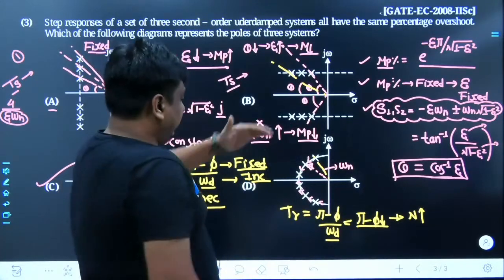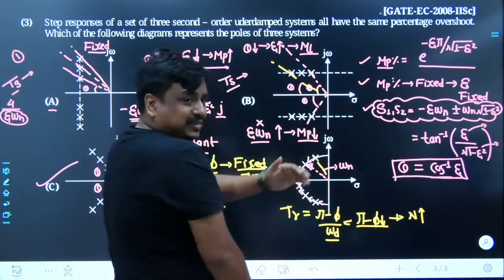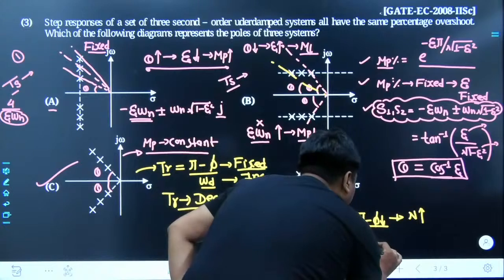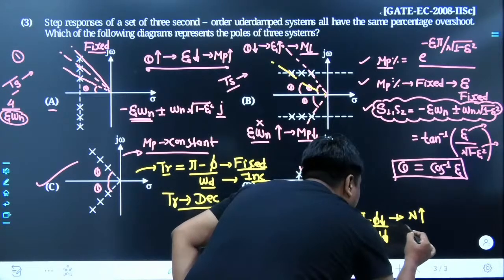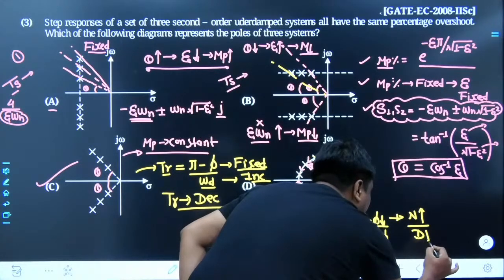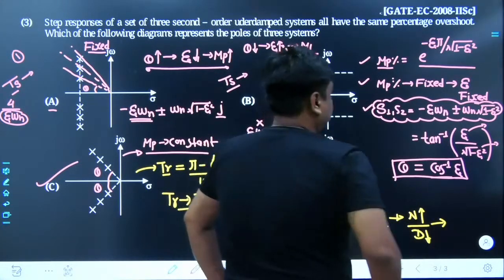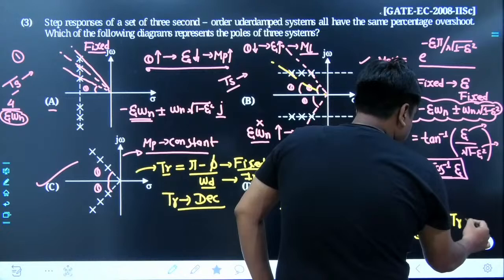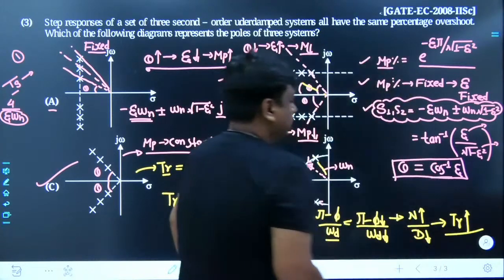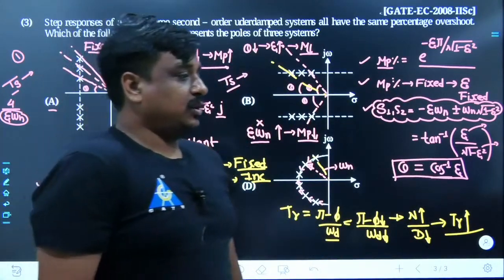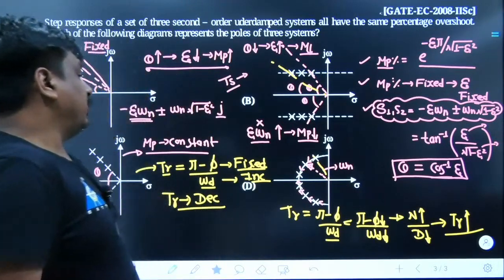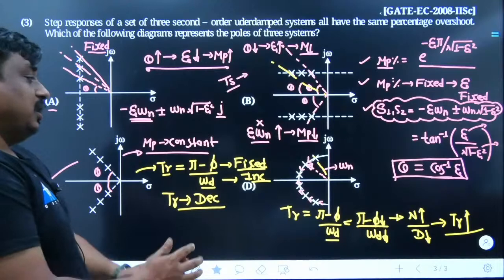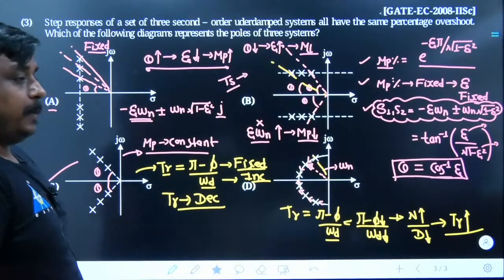Not only that, even the imaginary part keeps shrinking. That means the value of omega d keeps decreasing, and as the numerator is increasing and the denominator is decreasing, undoubtedly I can conclude the rise time is supposed to increase. Check it once, that is what exactly I wanted to communicate through this. Rise time is supposed to increase.